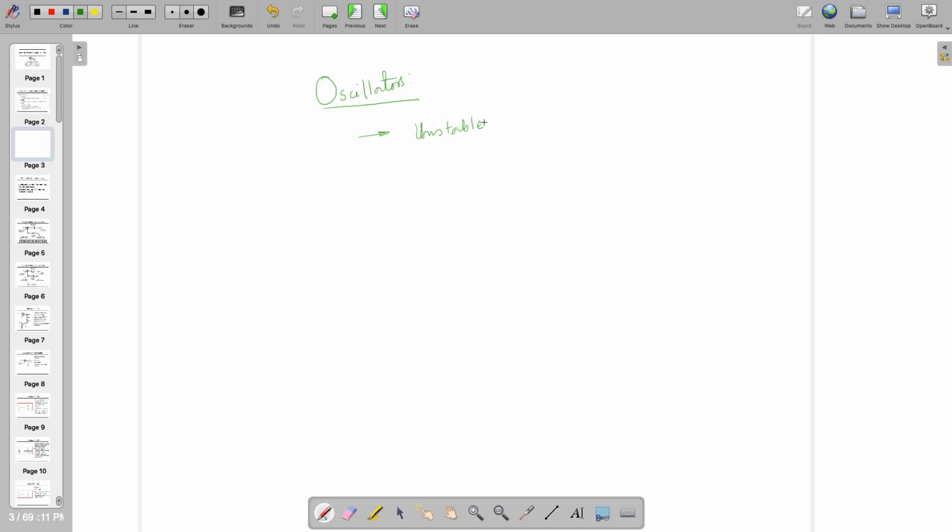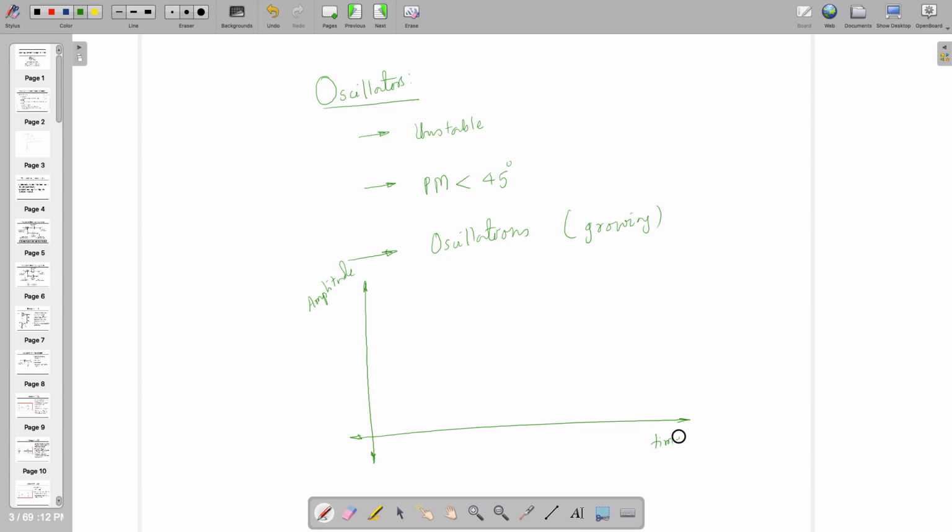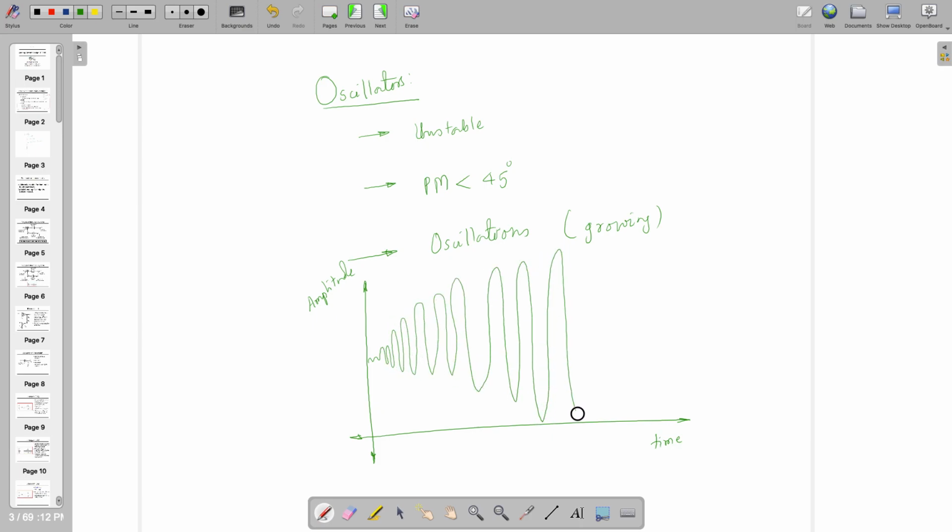So it's not like an amplifier, which was stable and had the phase margin more than 45 degrees. If you remember, the phase margin was more than 45 degrees to get the system stable. However, in such cases, the phase margin is poor, or less than 45 degrees, and you can observe oscillations which are growing. When they are growing, let's assume that your output in terms of amplitude with respect to time is growing. Such a system is called unstable, right?